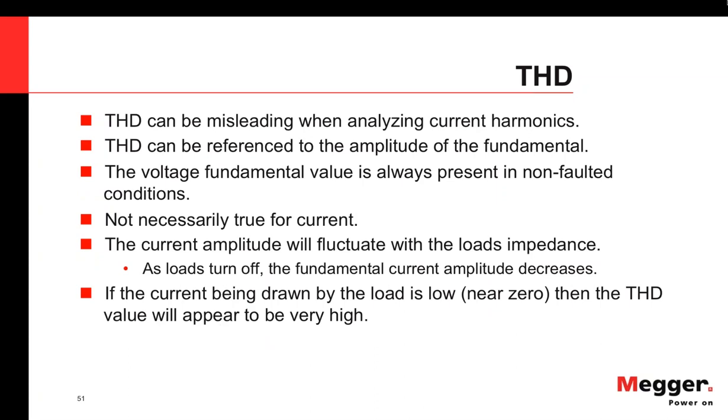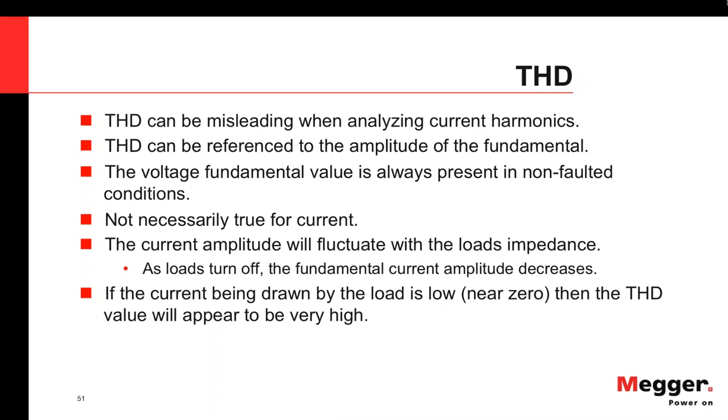THD is the root mean square of the sum of the harmonics divided by one of two values, either the fundamental value or an RMS value. If it's divided by the fundamental value, it's going to be shown as a percentage of fundamental. Otherwise, it can also be shown as an RMS value itself.